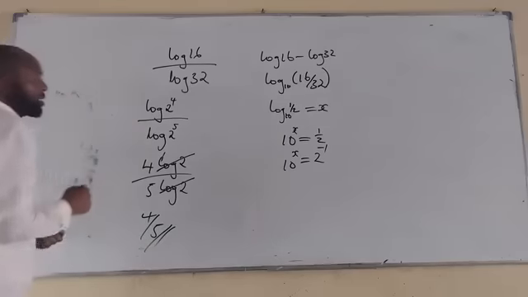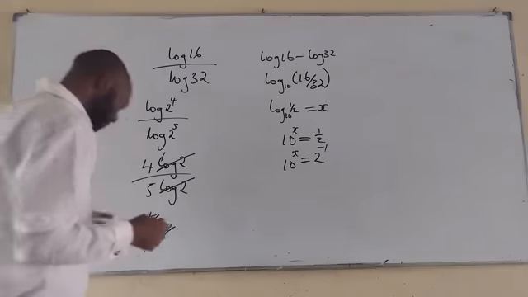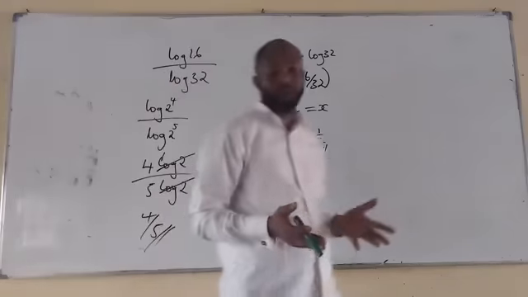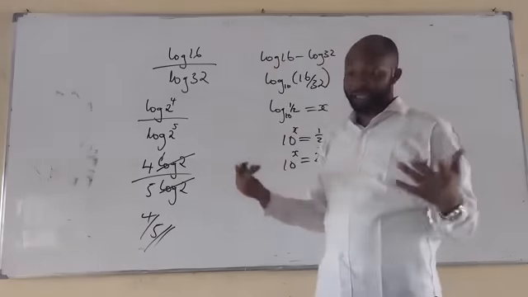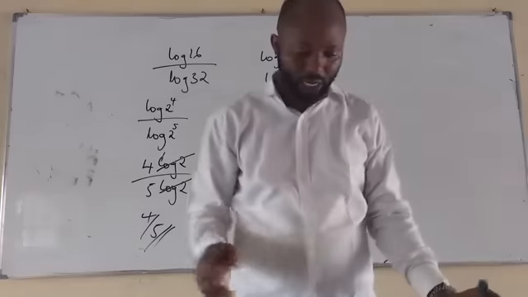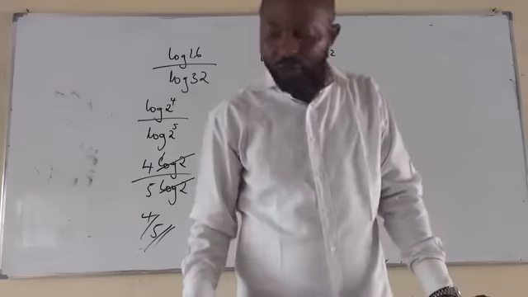Yeah, it is achievable. So we must be conversant with the laws, to know how to apply them, and how to move fast. Let's take another example. We have log root 7 over log 7.